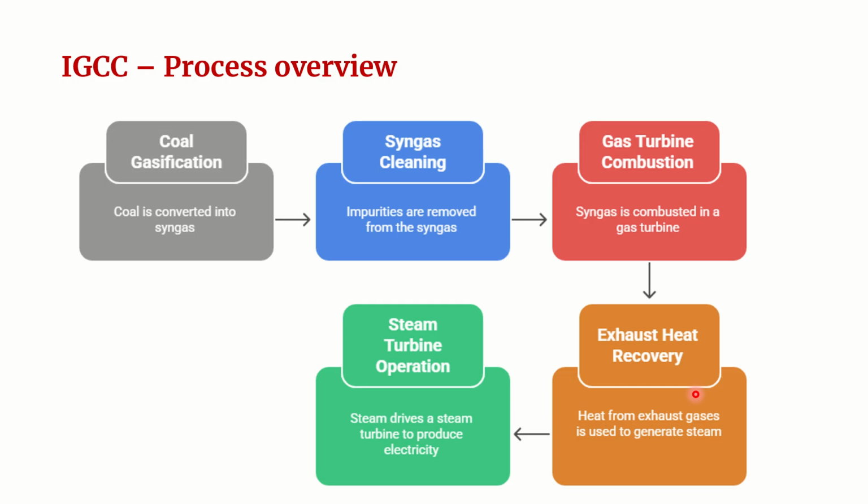So, the heat recovery steam generator. The hot exhaust gases from the gas turbine are directed to a heat recovery steam generator, where they produce high pressure steam. The steam generated in the heat recovery steam generator drives the steam turbine, generating additional electricity. So the integrated aspect refers to the efficient heat recovery. The steam from the gasification cooling process is also often routed to the steam turbine, further enhancing overall plant efficiency.